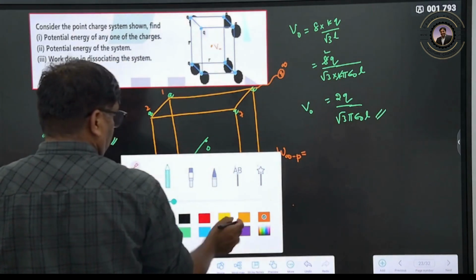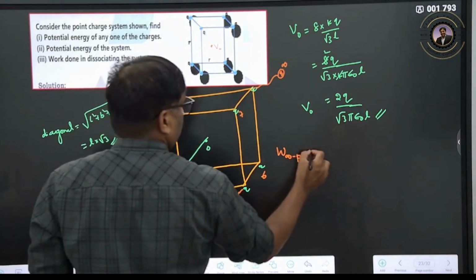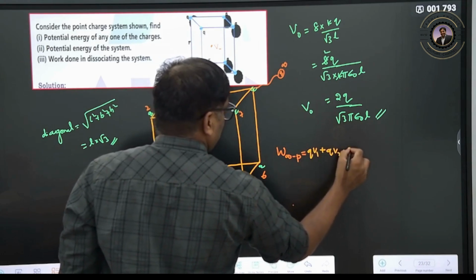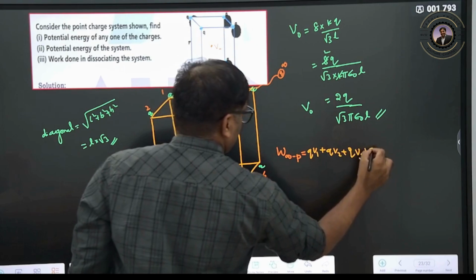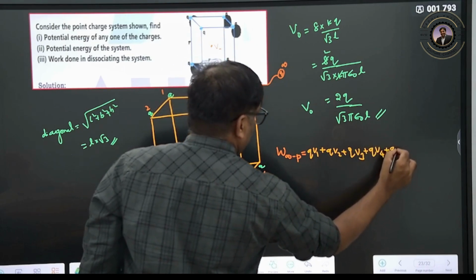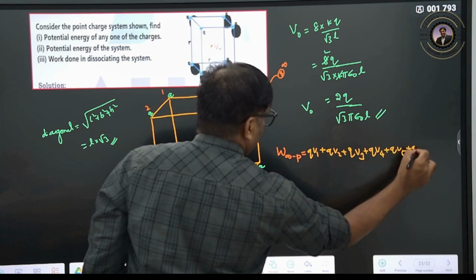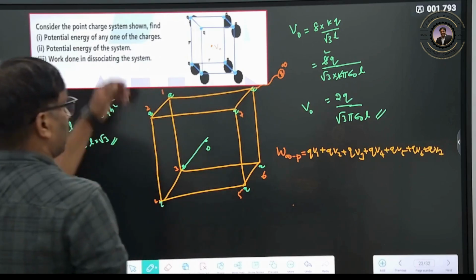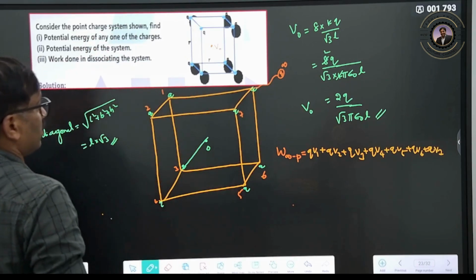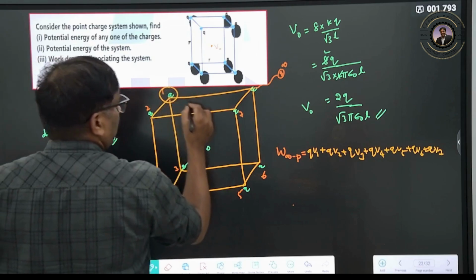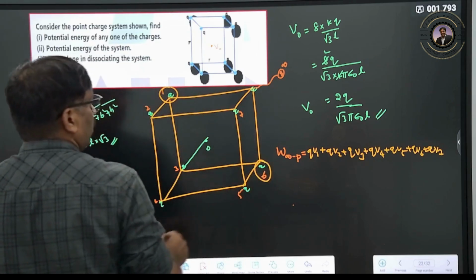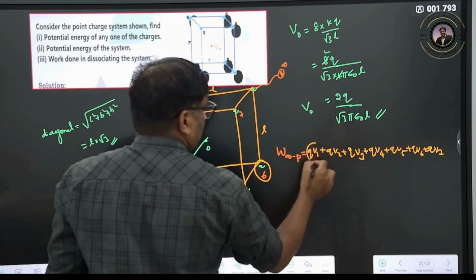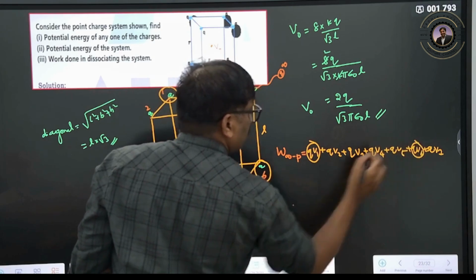So you can rewrite it as q into v1 plus q into v2 plus q into v3 plus q into v4 plus q into v5 plus q into v6 plus q into v7. First, try to observe this. This is 1 and this is 6. These are at the same distance, which is L. Therefore 1 and 6 are both the same.